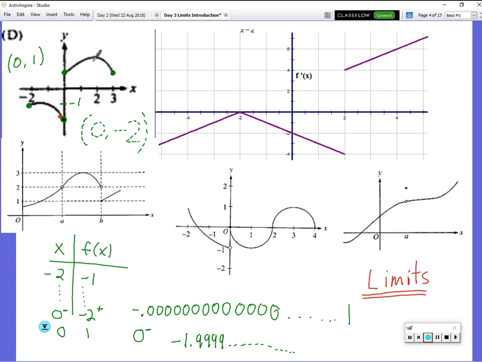Okay, so I'm kind of running out of space here. Let's go here for a second. There is a dot right there at 0, 1. There's also a dot right there that is infinitesimally close to the dot at 0, 1. It's infinitesimally close.